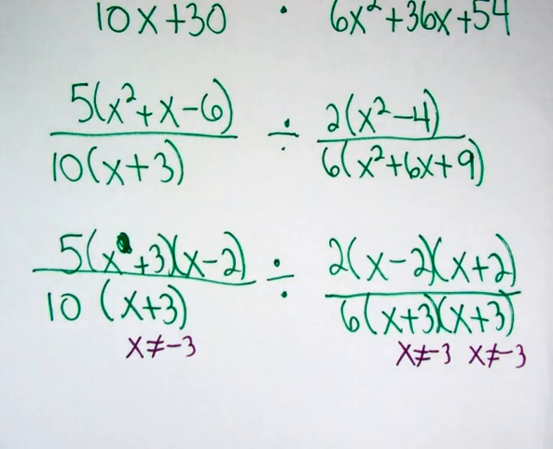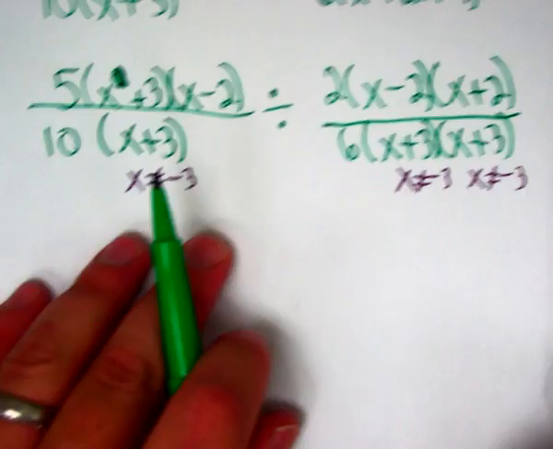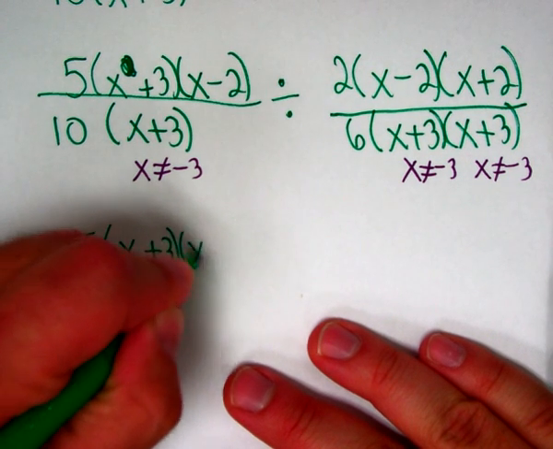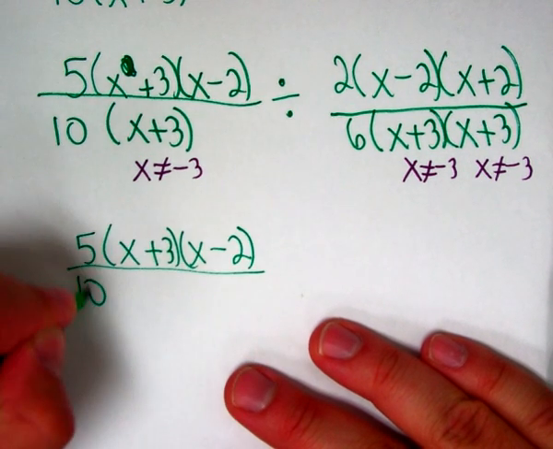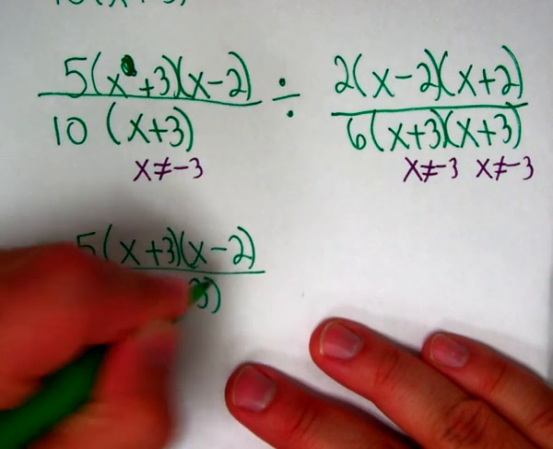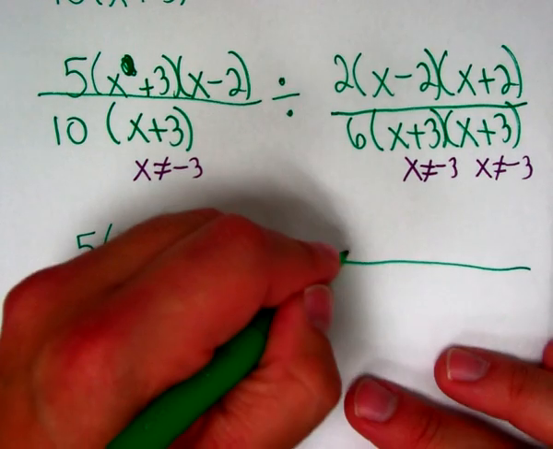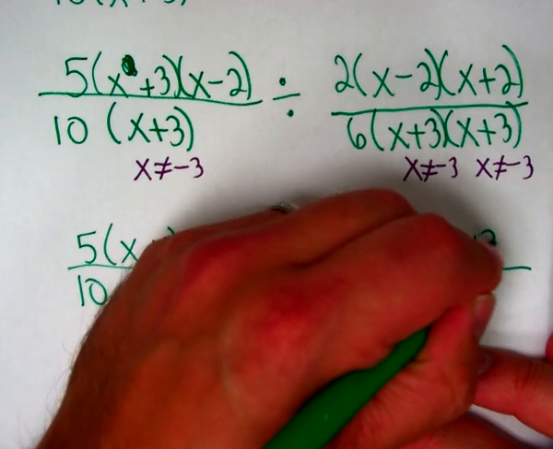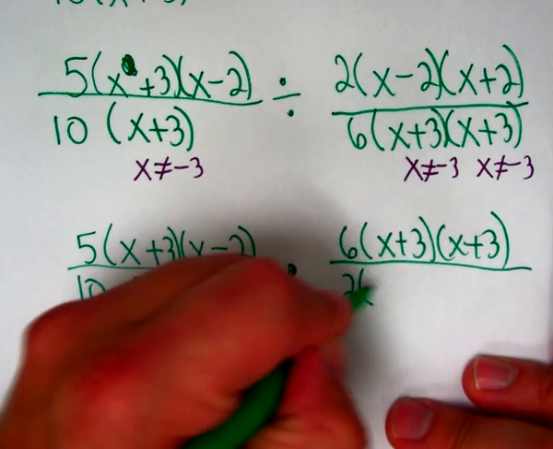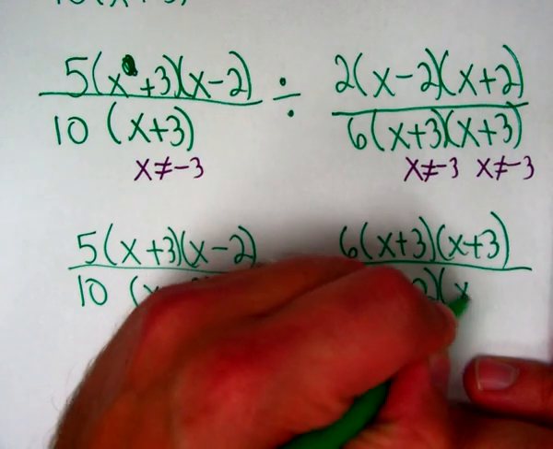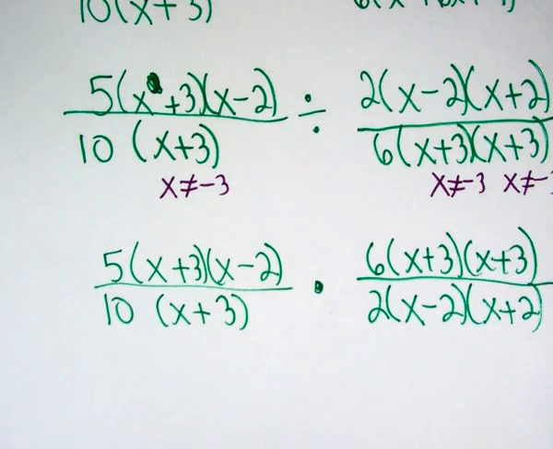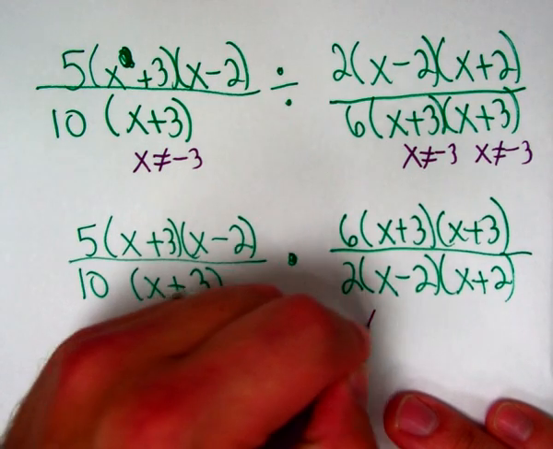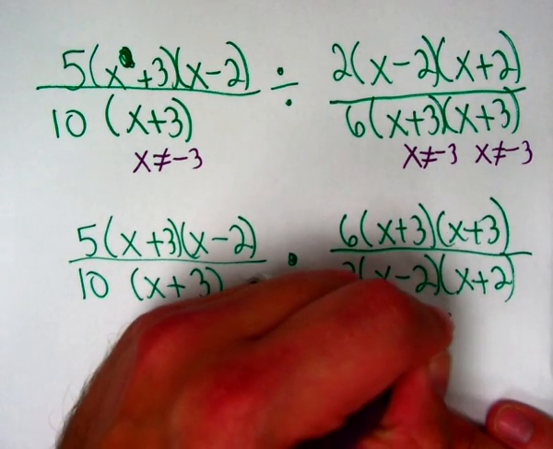Now let's do our reciprocal. So we have 5 times x plus 3 times x minus 2 over 10 times x plus 3. Multiplication, we're going to have 6 times x plus 3 times x plus 3. We're doing the reciprocal now. 2 times x minus 2 times x plus 2. Again, concern yourself with those domain restrictions. X cannot equal negative 3, x cannot equal 2, or x cannot equal negative 2.